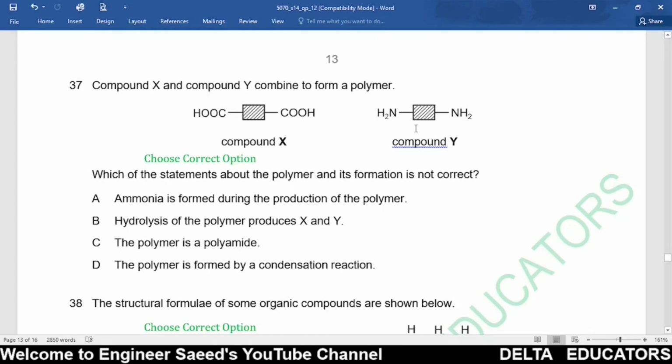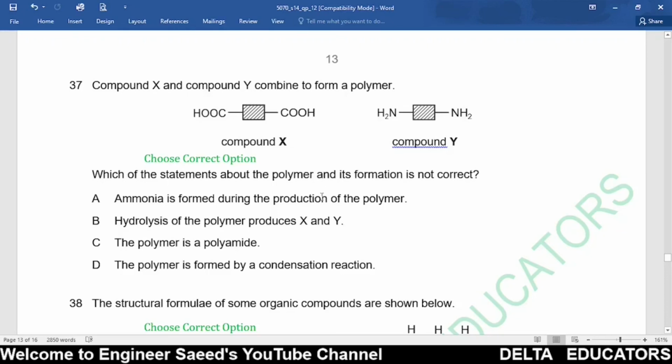Option A. Ammonia is formed during the production of the polymer. When compound X reacts with compound Y, the OH of compound X will be removed and the H from compound Y will be removed. This OH and this H will react together and we will get water. So when X and Y react together to form a polymer, water will be formed. And here it is given that ammonia is formed. So this statement is incorrect, and we have to find the incorrect statement. So our correct option will be option A.